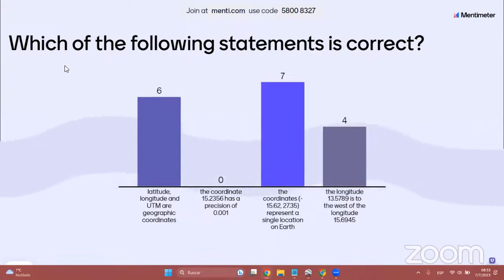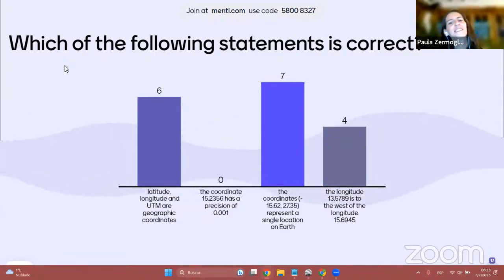Could it be because of the geodetic datum? It's not specified. Yes, exactly. Good on you. Yes, yes. That is the reason. Exactly because of that.